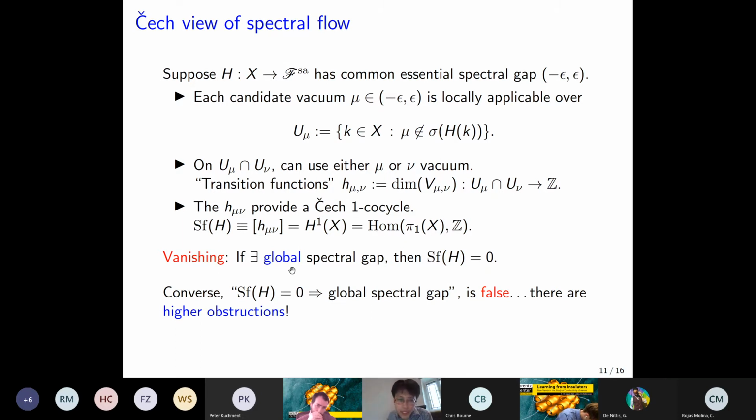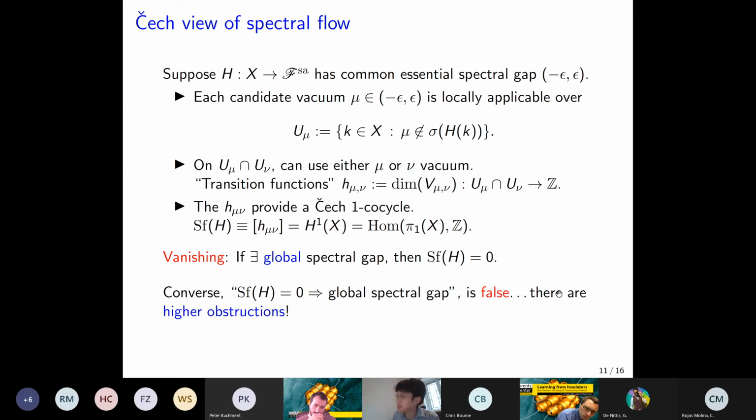Now, if there is a global spectral gap, then the spectral flow is zero because the Czech cocycle will trivialize, because you can find a global vacuum level. So your open cover comprises only one set, and by definition, the Czech cocycle is trivial. So you might think the converse might be true as well. If you find that you have no spectral flow, then you have a global spectral gap, and you have a global vacuum. That makes sense.